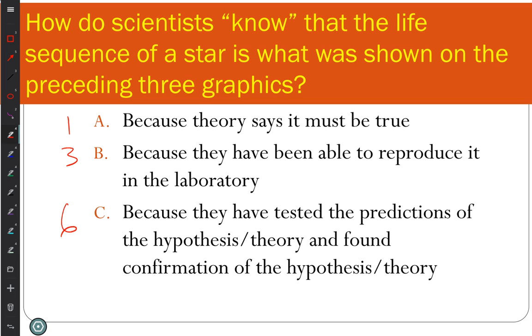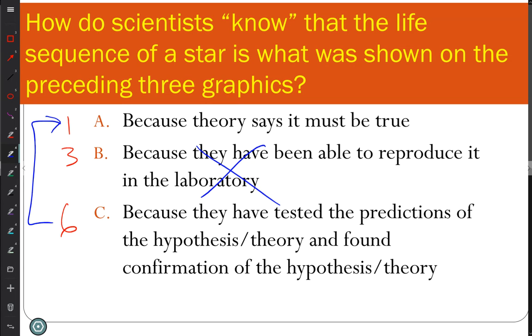Red is not going to work for this. What would you say to the 3 people who answered B, Max? Because you can't produce a star in a laboratory, so that couldn't have been the answer. C, because they have tested the predictions of hypothesis theory and found confirmation of hypothesis theory. Is that true? Based on the words I said, is that true? Yes, it is. So either one of these are reasonable.